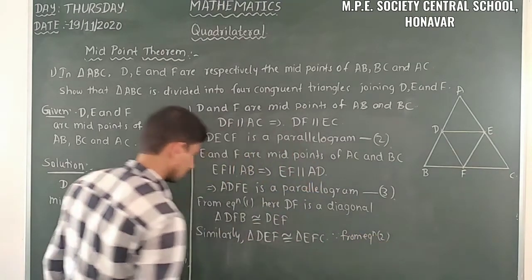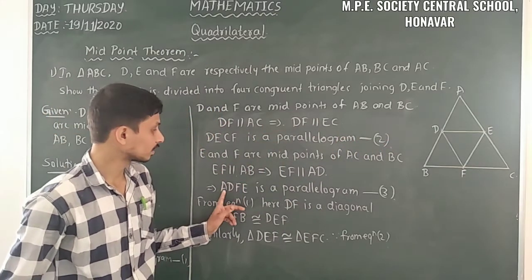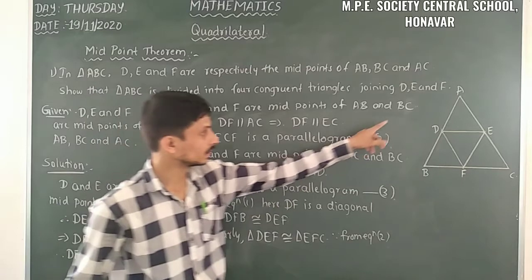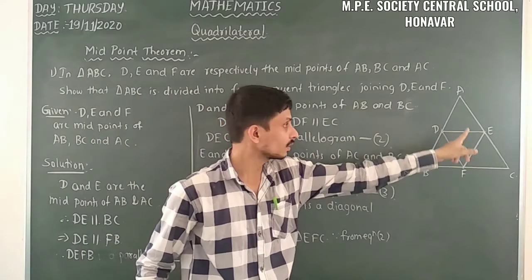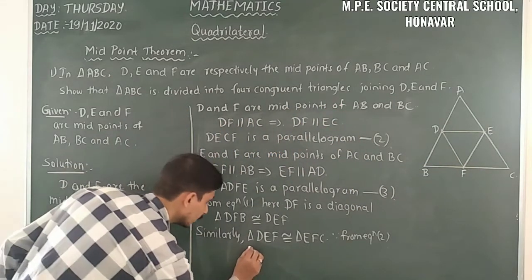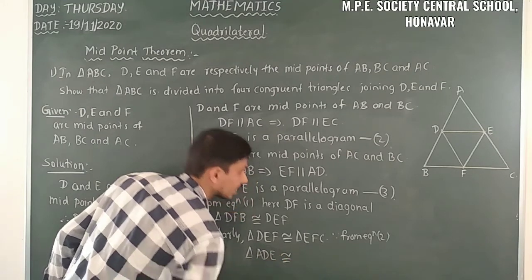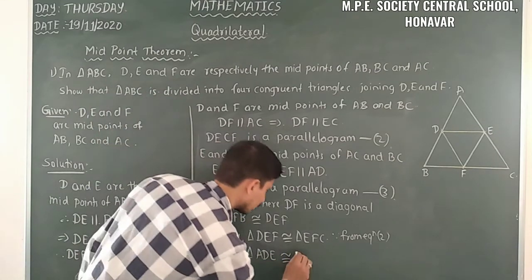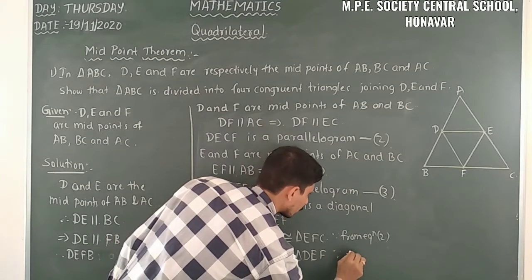Then likewise we have to take this third parallelogram, that is ADFE. In that, DE is a diagonal. The diagonal splits it into two congruent triangles. That is triangle ADE is congruent to triangle DEF, because from equation 3.